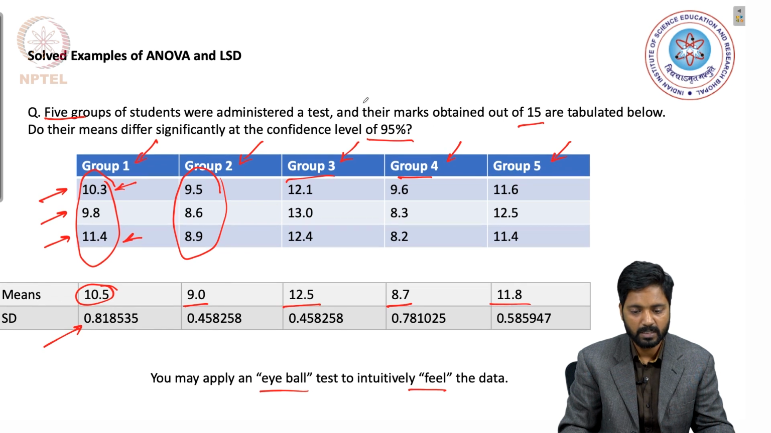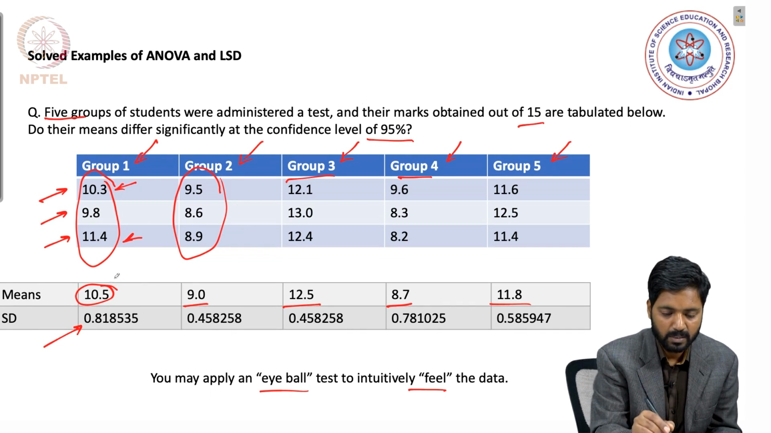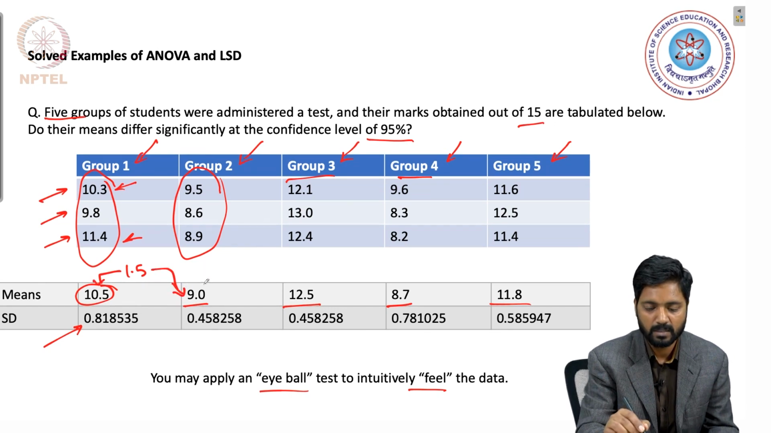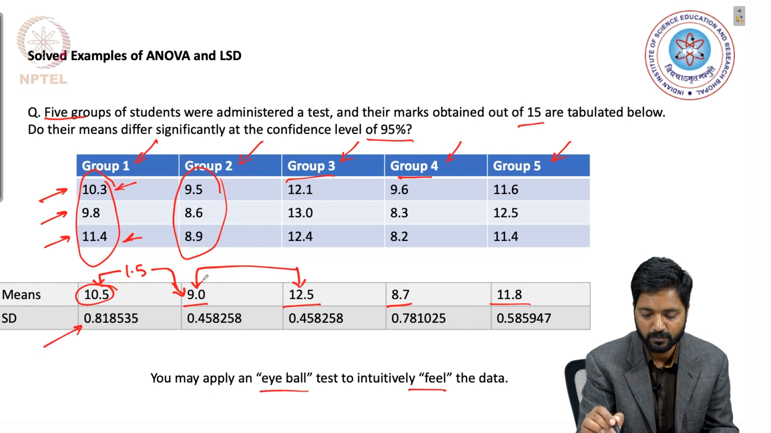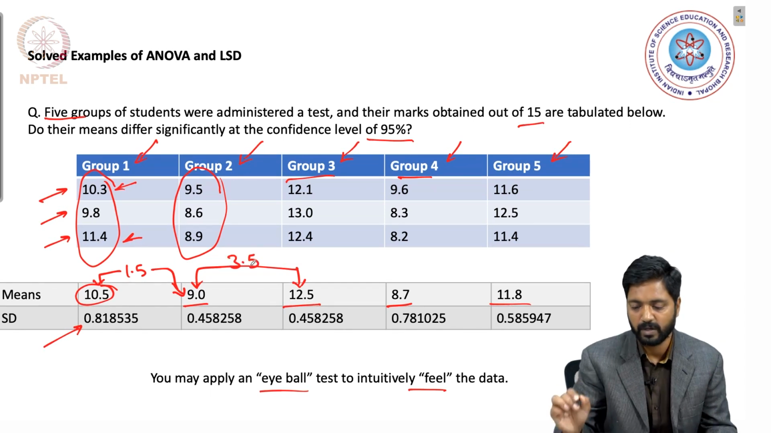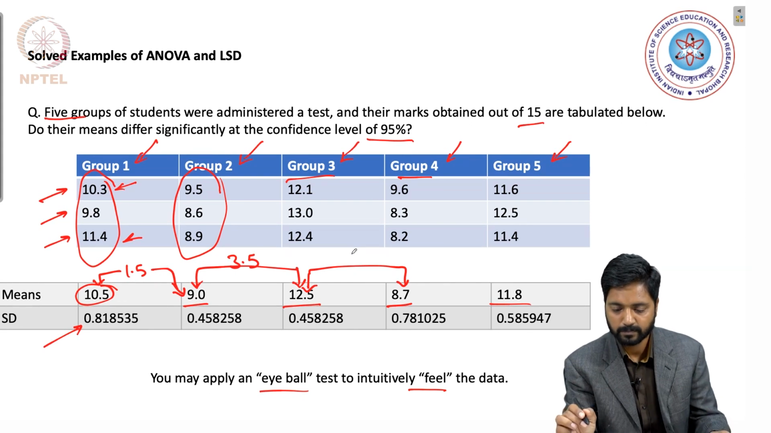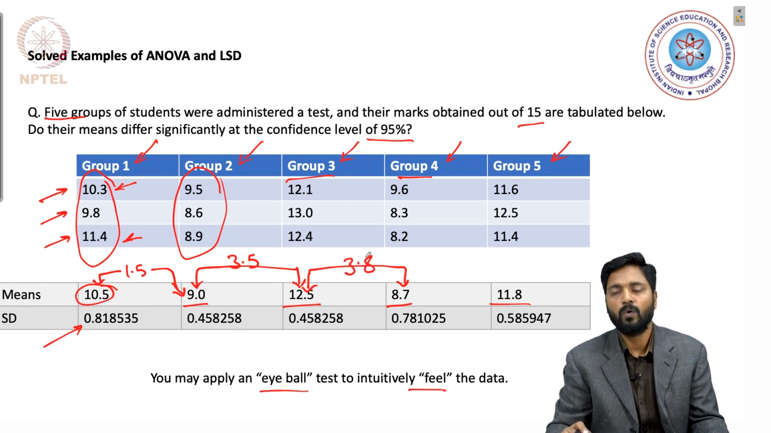Let us go back to the desktop and see which of these means are to be considered statistically significant. Now, we have already calculated the means here. So, the difference of these two is 1.5. So, these two are statistically different. These two are also considered to be statistically different because the difference here is in fact 3.5. These two are also statistically different because the difference here is about 3.8, and so on and so forth.